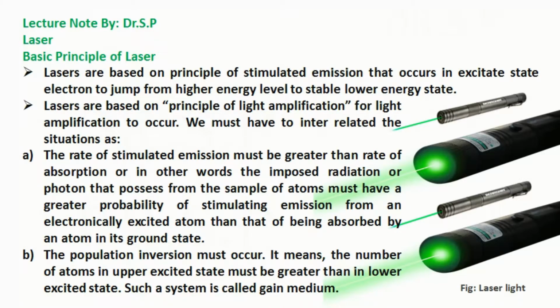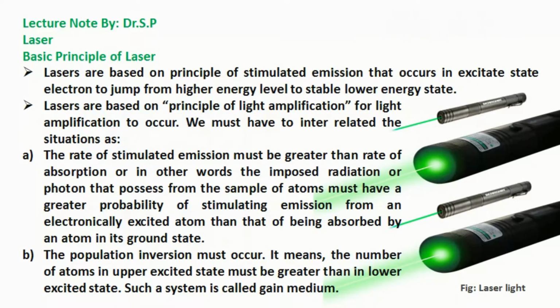For light amplification to occur, we must have two interrelated situations. The rate of stimulated emission must be greater than the rate of absorption, or in other words, the imposed radiation or photon that passes through the sample of atoms must have a greater probability of stimulating emission from an electronically excited atom than that of being absorbed by an atom in its ground state.